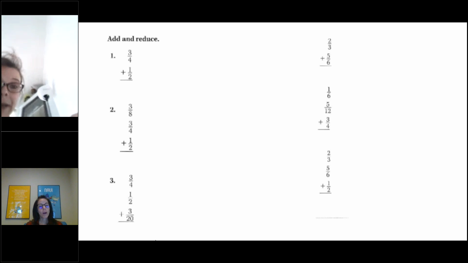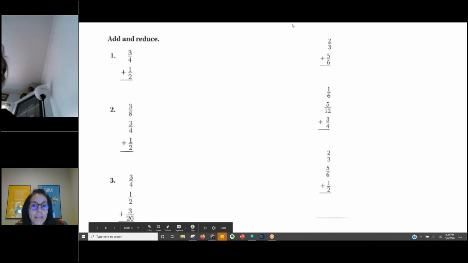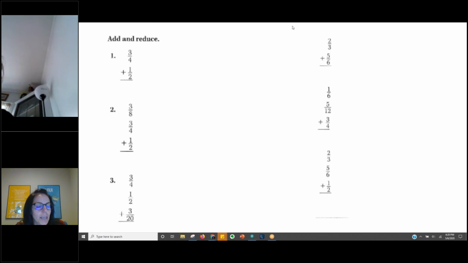So if we look at number 1, we have 2 fractions being added together. One has a denominator of 4 and one has a denominator of 2. So what's the common denominator? Anybody know? What do you think? 2. Yep.